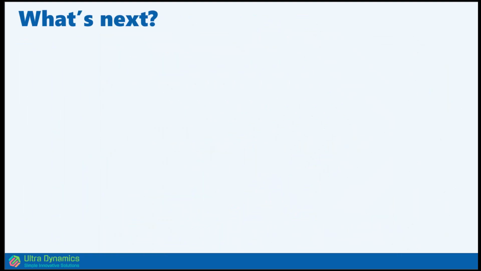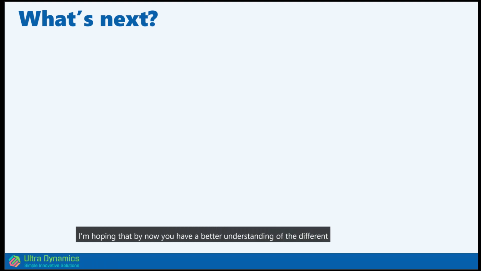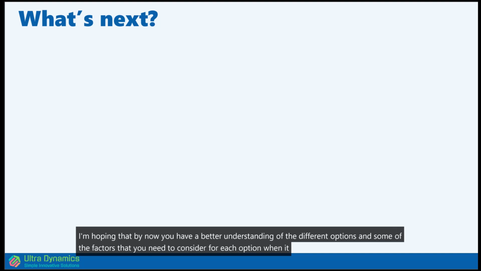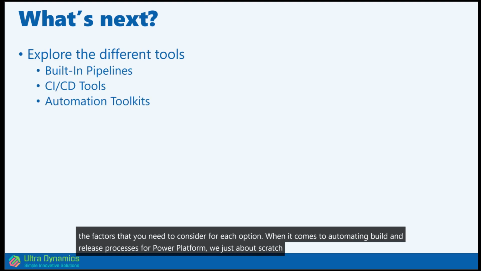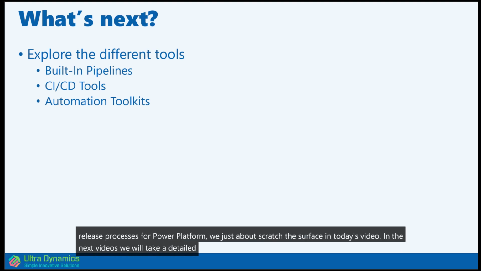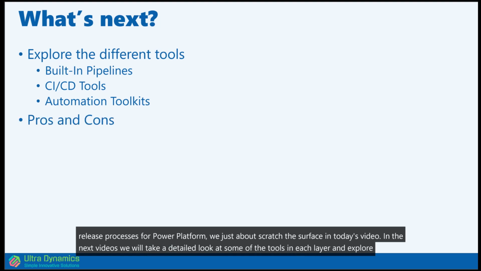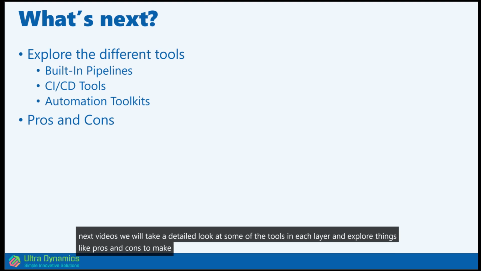I'm hoping that by now you have a better understanding of the different options and some of the factors that you need to consider for each option when it comes to automating build and release processes for Power Platform. We just about scratched the surface in today's video. In the next videos, we will take a detailed look at some of the tools in each layer and explore things like pros and cons to make sure that you have all the knowledge required to not only use these tools, but also to make sure that you select the right option for your needs.